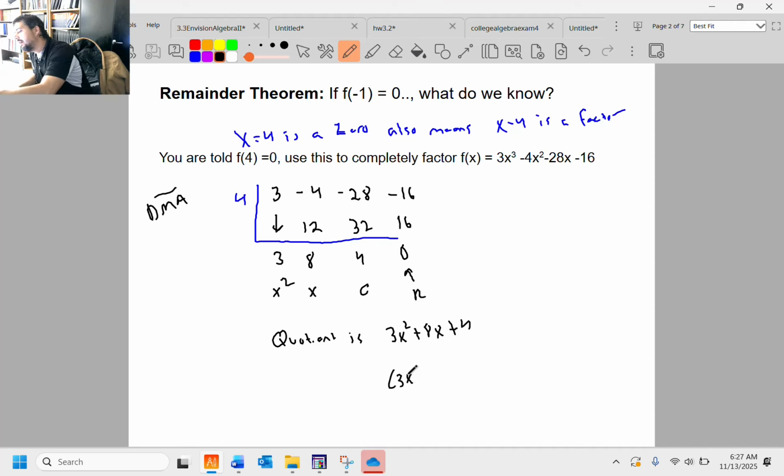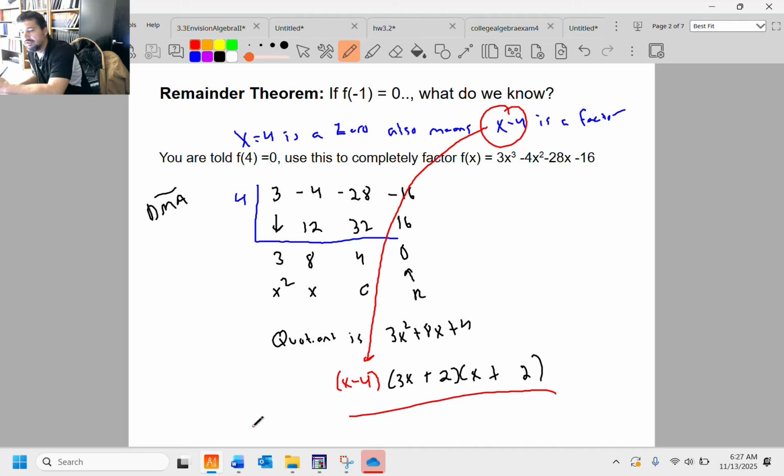It takes a 3x and an x to make a 3x squared. Factors of 4, my gut says 2 and 2. And it works because 2 times 3x is 6x, 2 times x is 2x, and 6x and 2x makes 8x. They're both positive. And all I got to do is bring in that missing factor right there, and I'm in business. That is the complete factorization of that cubic. It also could have been done with factoring by grouping. I didn't talk about remainder theorem, but it's okay.